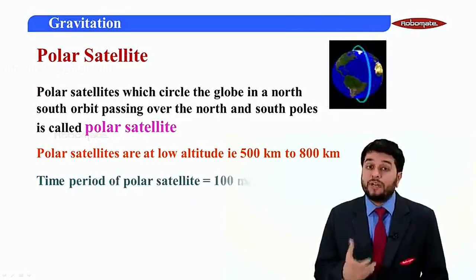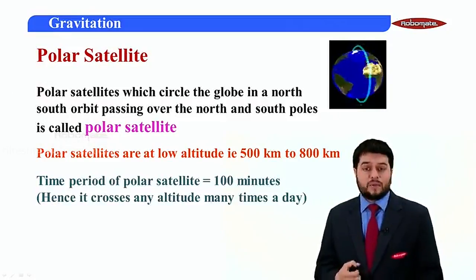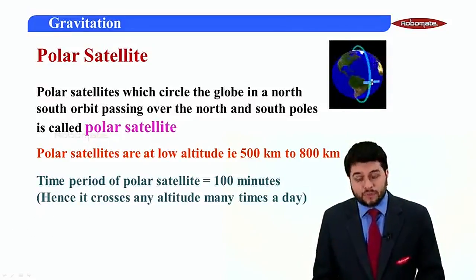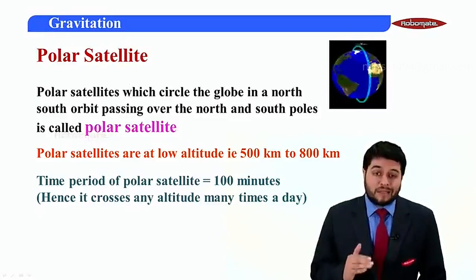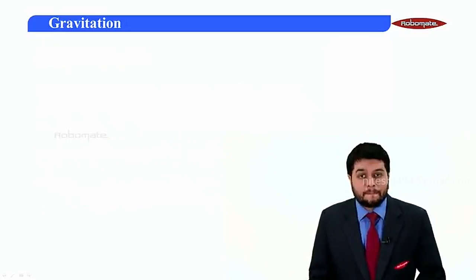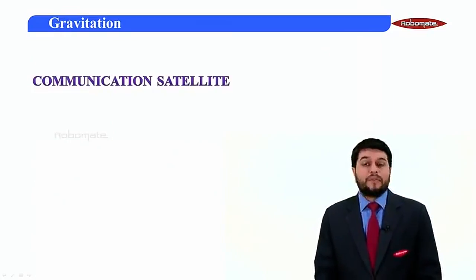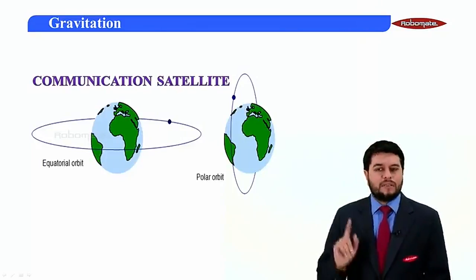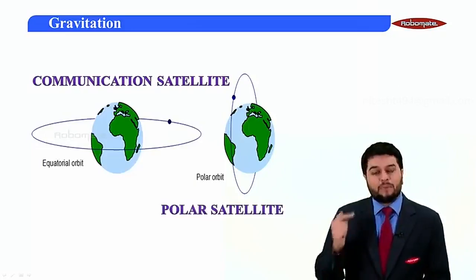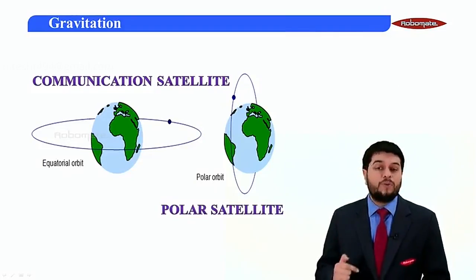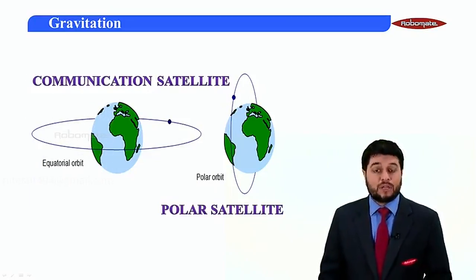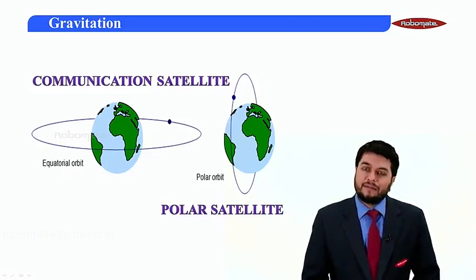Obviously they have to move very fast, and naturally in this case the approximate time period of a polar satellite is 100 minutes. So it crosses over the poles many times in a day. So you are clear: the communication satellite is always in the equatorial belt around the Earth, and the polar satellite is in the polar orbit, moving pole to pole with respect to the north pole and south pole. So you are clear with communication satellite and polar satellite.